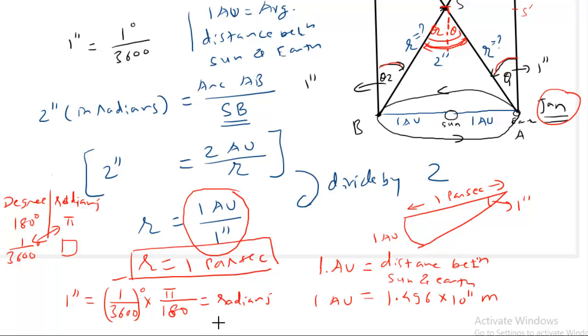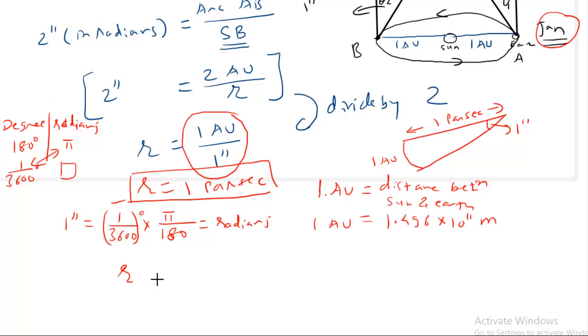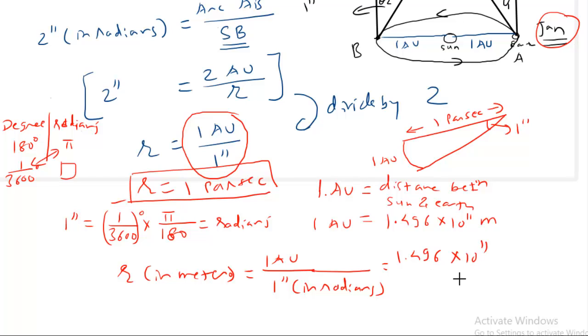Now let us solve for R, in meters. R is equal to 1 AU divided by 1 arc second in radians. So it is 1.496 into 10 raised to the power 11 divided by 1 arc second in radians, that is 1 upon 3600 multiplied by pi divided by 180.